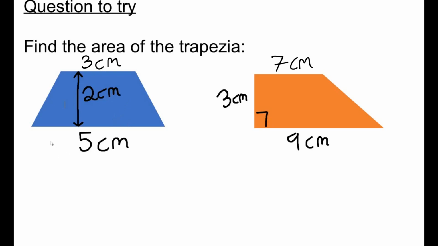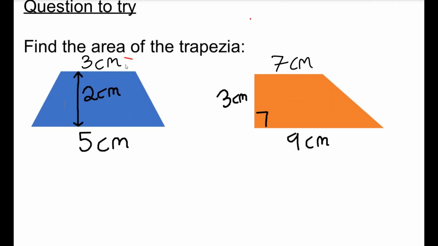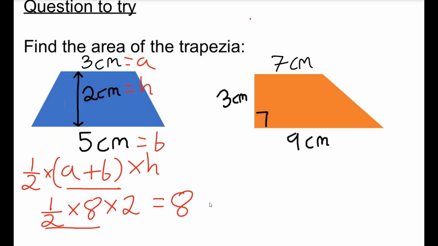Here are the answers. Firstly, for the first trapezium, I've got A that I can identify as 3, and B would be 5, and then H would be 2. So the formula for area of a trapezium is half times A plus B times H. A plus B is 5 add 3, which is 8. So I need to do half times 8 times 2, which is going to be 4 times 2, which gives me 8. So it's 8 centimeters squared for the area.